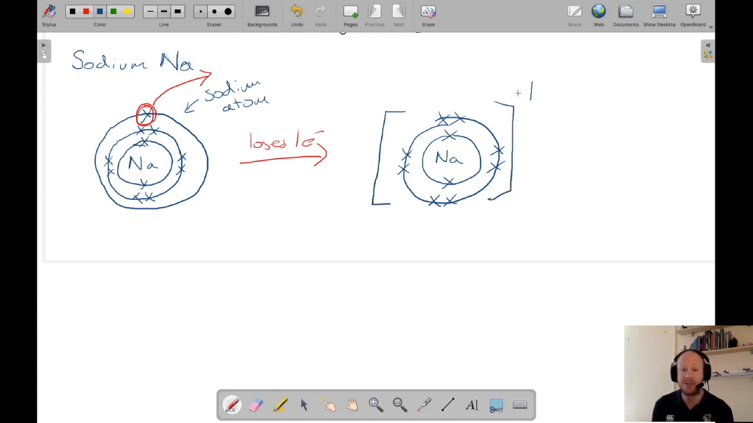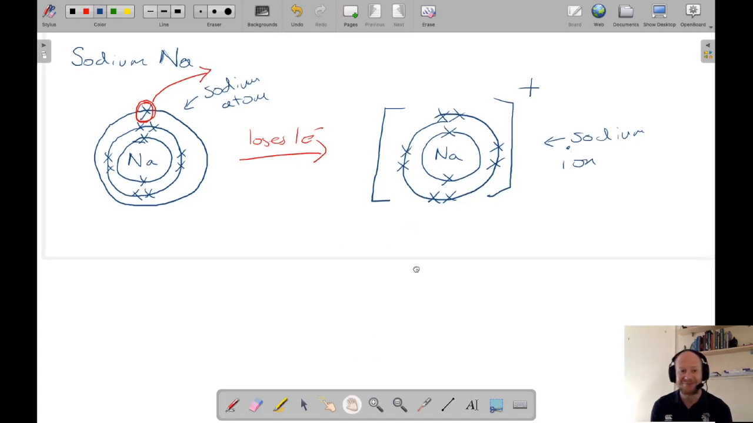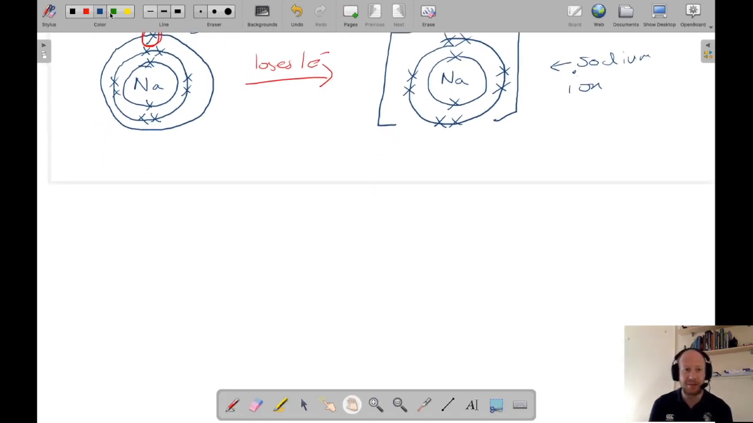It's become positively charged, and so we call this a sodium ion. If you're drawing this, you need to make sure the square brackets and the plus are on there as well. Now, let's have a look at something a little bit more complicated.